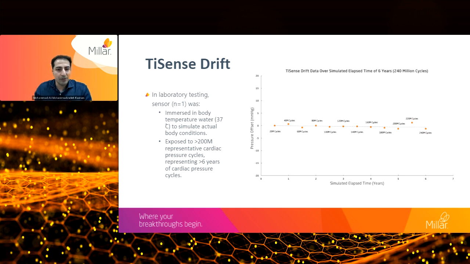As shown here, the drift for the Tysons modules remained well below ±2 millimeters of mercury, highlighting its ability to withstand a heart-like environment over an extended period. That being said, any additional testing required for this module would be conducted according to the customer's specifications and can also be optimized as needed.